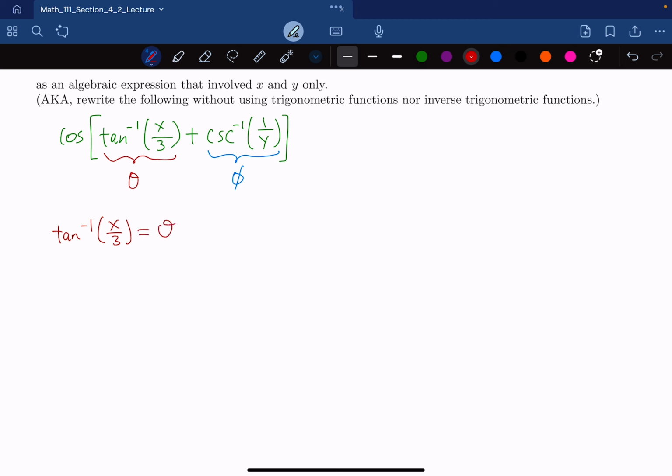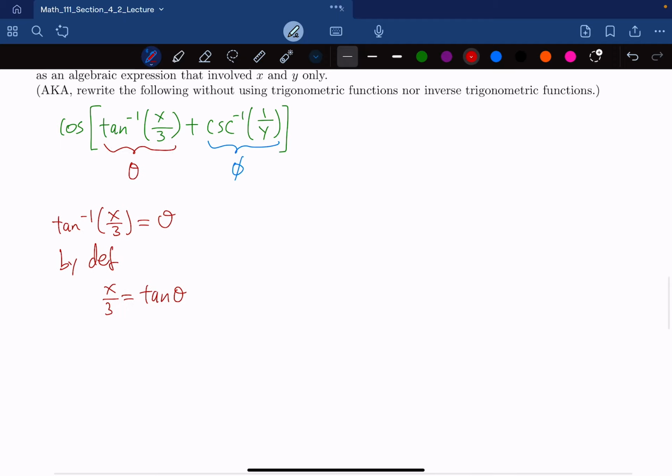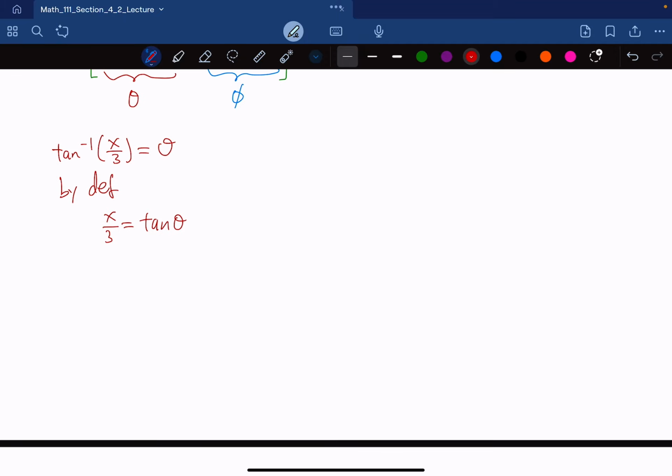This by definition means x over 3 equals tangent of theta. And from here, it's easy enough to construct my triangle. Label your theta. Tangent is opposite over adjacent. From here, the Pythagorean theorem gives me the hypotenuse is going to equal x squared plus 9, right, which is 3 squared. Okay, square root of x squared plus 9.